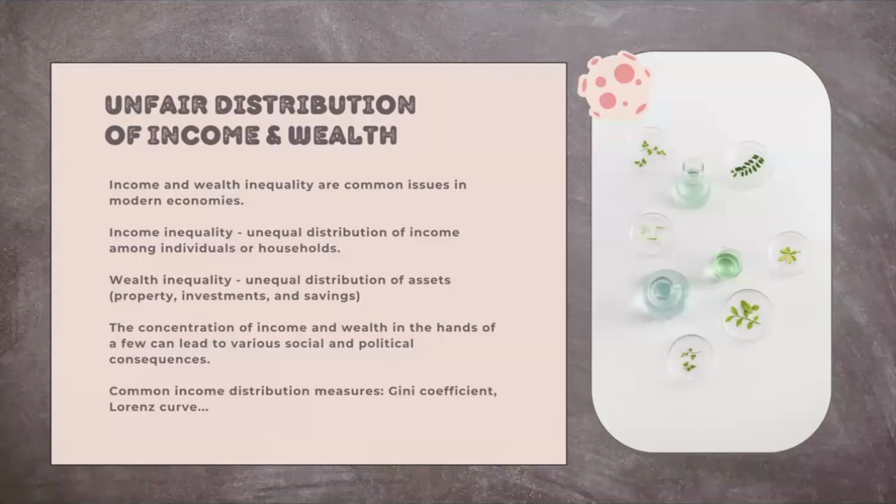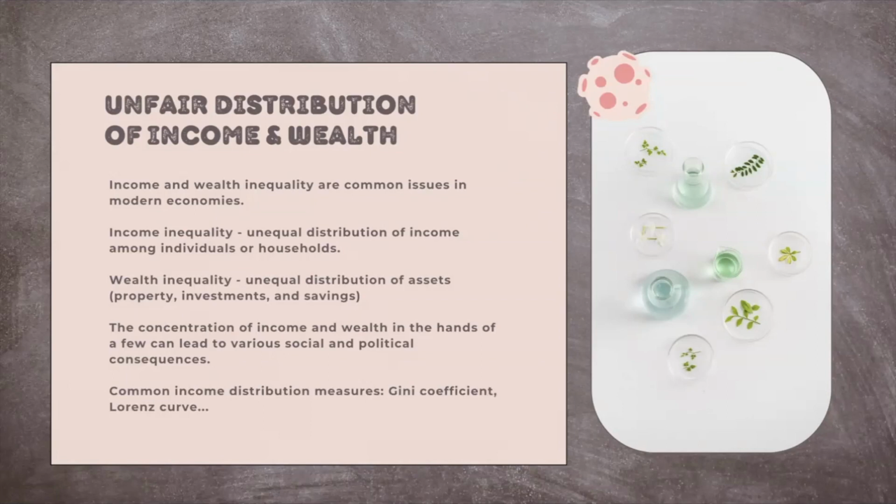So, unfair distribution of income and wealth. Income and wealth distribution are very common to be unequal in the modern economy. Income inequality is the unequal distribution of income among individuals or households. Wealth inequality is the unequal distribution of assets, for example, properties, investments, and savings.